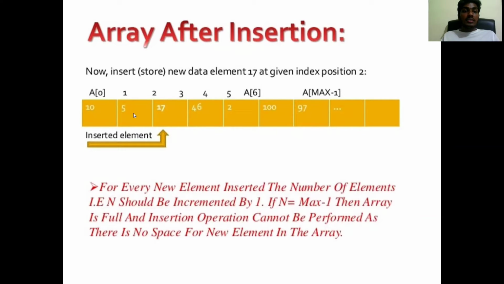Before that insertion, another element was there. At the specified position we should insert the 17 element, then the remaining elements should be moved ahead one position. For every new element inserted, the number of elements, that is n, should be increased by 1. If n equals max minus 1, then the array is full and the insertion operation cannot be performed, as there is no space for a new element in the array.